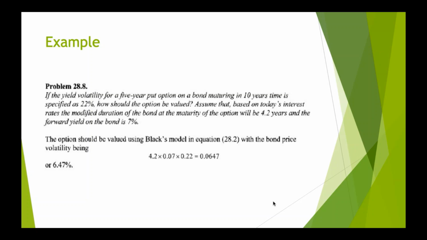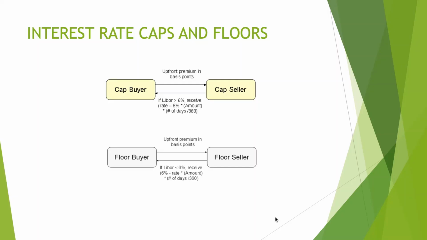6.47%. Interest rate cap is an OTC derivative where the buyer receives payments at the end of each period when the interest rate exceeds the strike. Whereas an interest rate floor is a similar contract where the buyer receives payments at the end of each period when the interest rate is below the strike. Caps and floors are widely used to hedge against interest rate fluctuations.